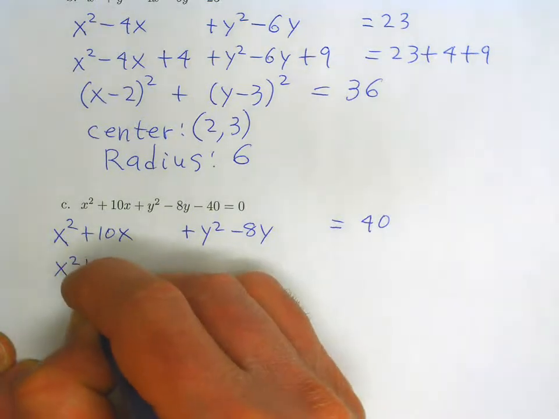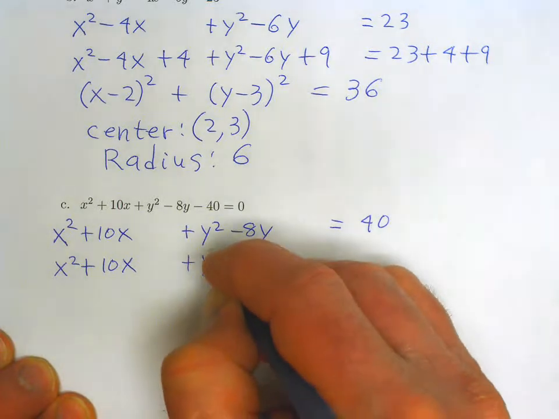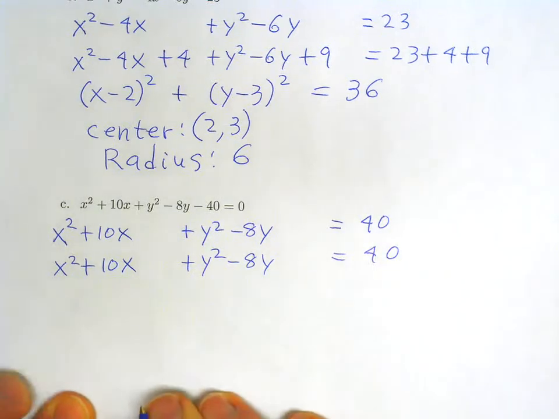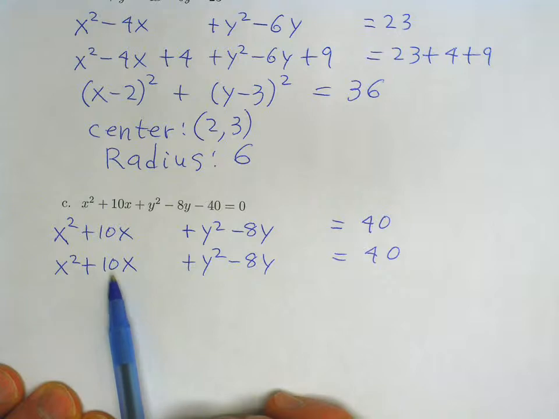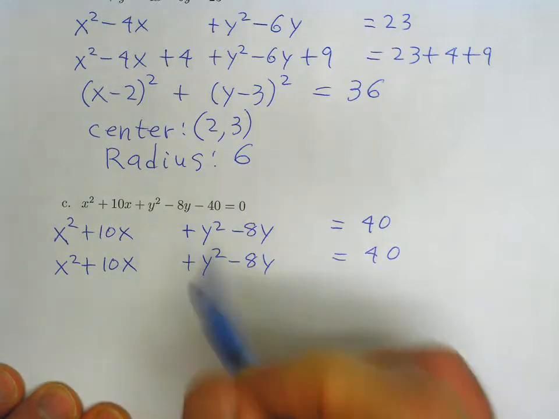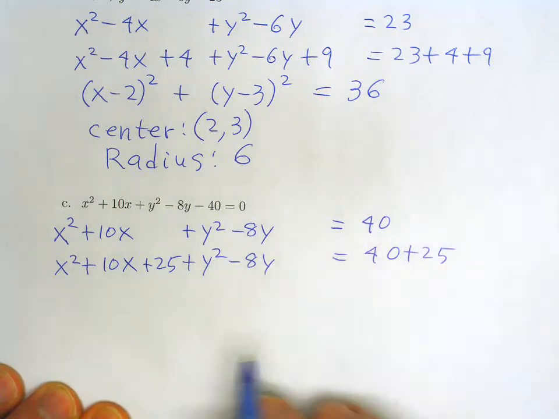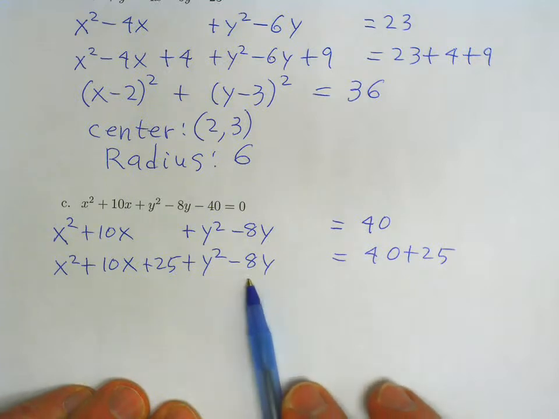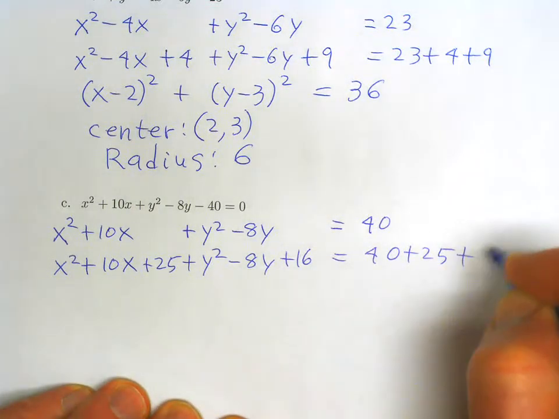Okay, so now we'll complete the square twice, once for x squared plus 10x, once for y squared minus 8y. Okay, we have x squared plus 10x. 1/2 of 10 is 5. 5 squared is 25. So we add 25 to both sides. Then on the other part, y squared minus 8y, 1/2 of negative 8 is negative 4. When you square negative 4, you get positive 16. So we add 16 to both sides.